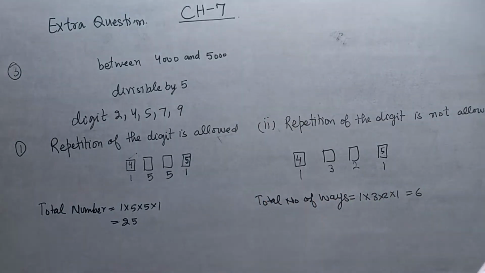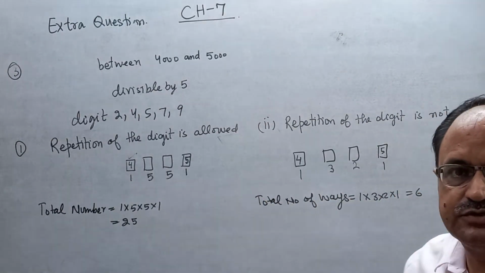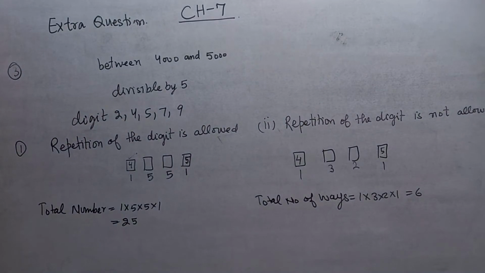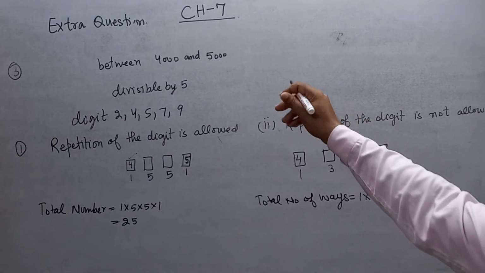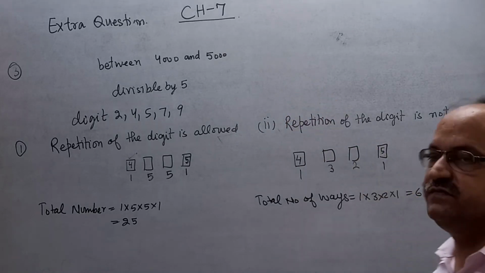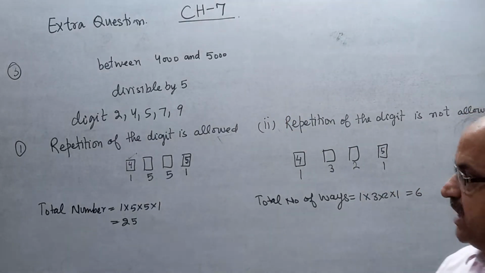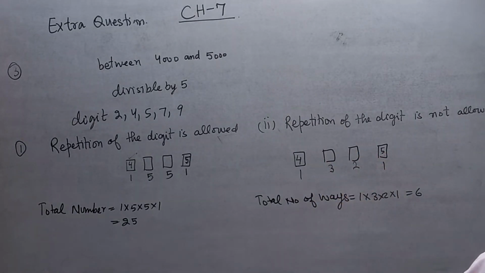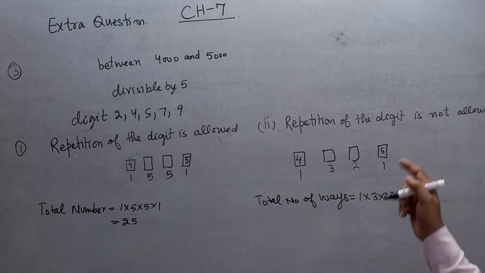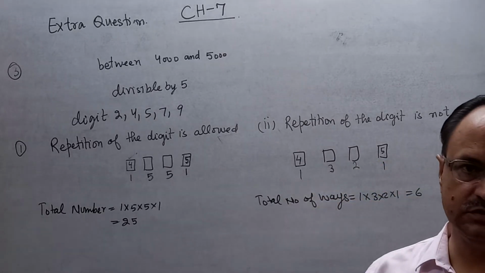So this is a different question. What is the question? How many numbers lying between 4,000 and 5,000 are divisible by 5 with the help of the digits 2, 4, 5, 7, 9? In this question there are two cases. First, the repetition of the digit is allowed, and the second, the repetition of the digit is not allowed.